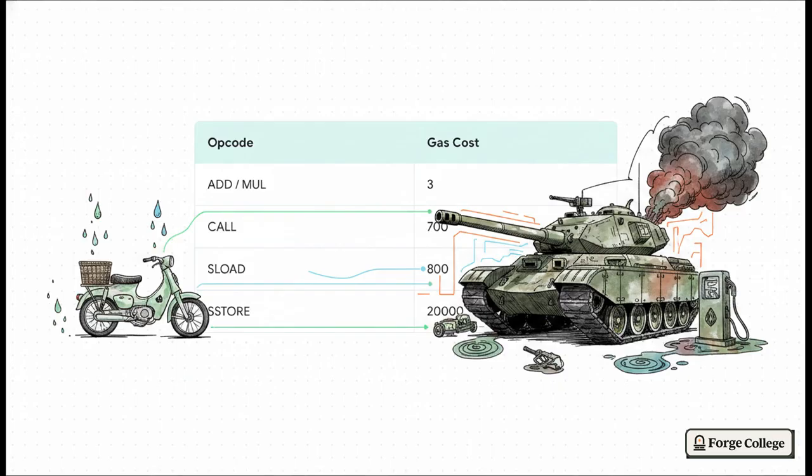Simple math operations, like ADD for instance, they just sip fuel at 3 gas. But look at SSTORE. That's when you're writing new data directly to the blockchain storage. At 20,000 gas, it is a massive, total fuel guzzler of an operation. Reading from storage with SLOAD, on the other hand, is a lot lighter, coming in at 800 gas.